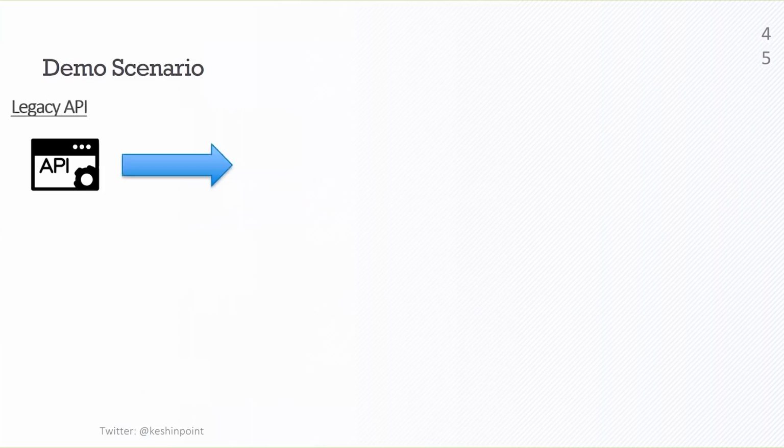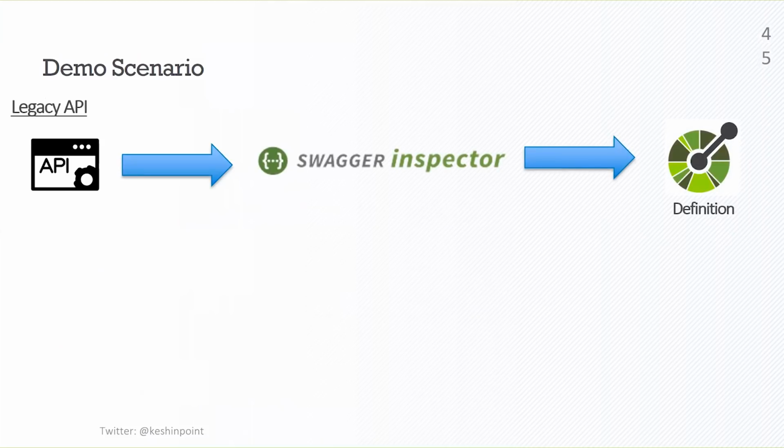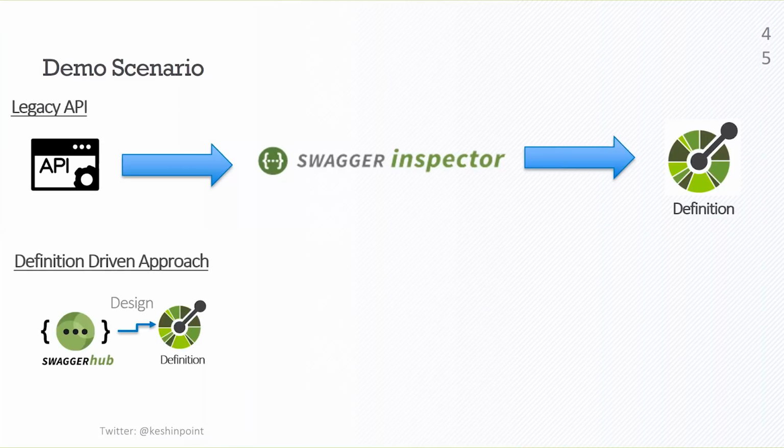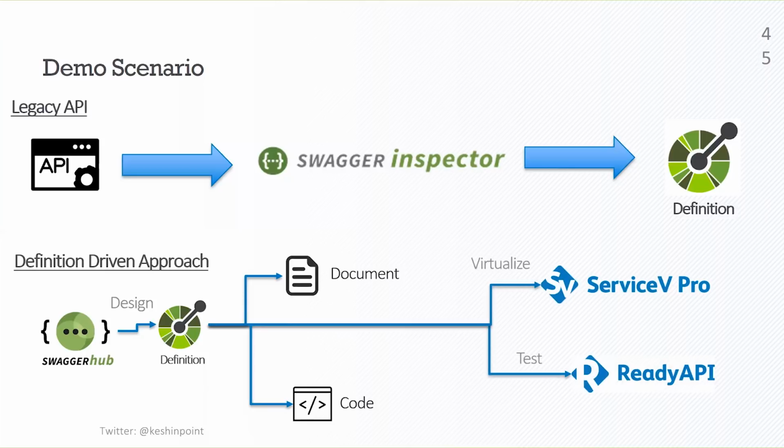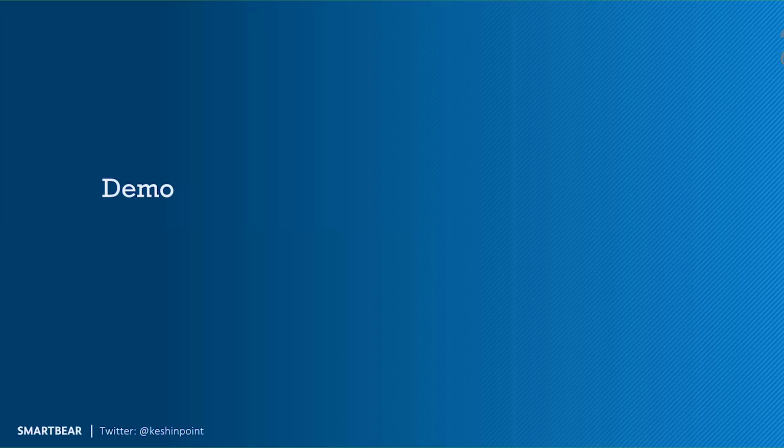So in objective one, which is having a legacy API, we will be actually taking an API and using Swagger Inspector, we will be generating the definition. And in the definition-driven approach, we will be taking for the new APIs moving forward, specifically the HR API, which I showed in the previous slide. We will be using Swagger Hub to design the definition, document the API, and simultaneously generate the code. And we will actually push that API definition into testing as well as virtualization platforms. So let's get started right now.